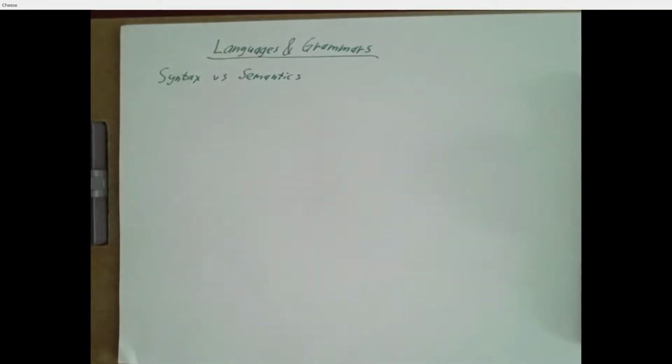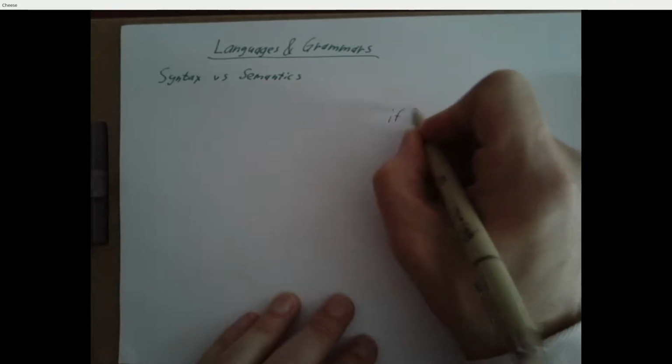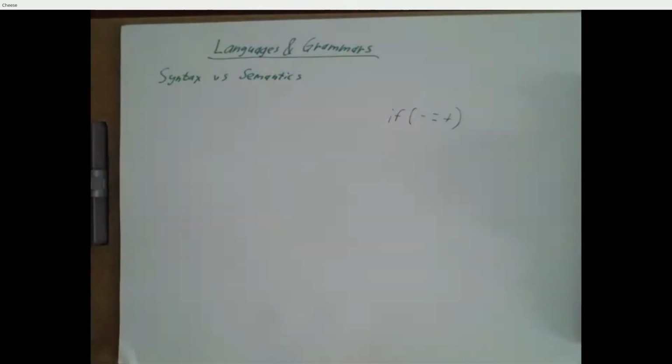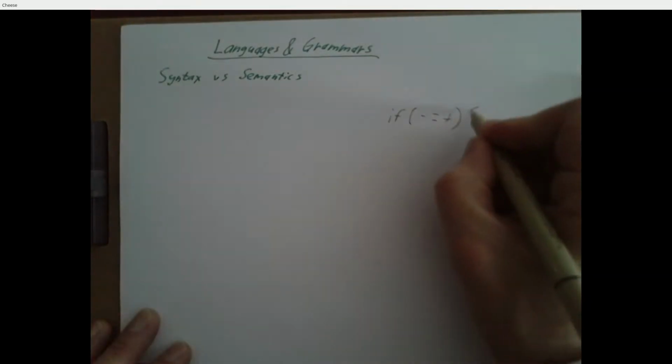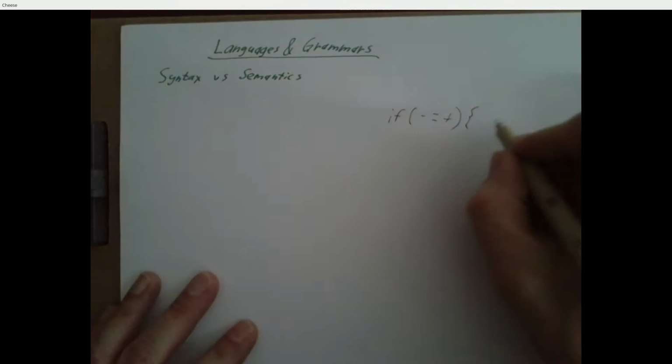So here's an example of a syntax error, right? if parentheses minus equals plus, right? With a nice curly bracket at the end. The compiler will throw up on that, right? It'll point to that line and it'll say there's some sort of error there. It doesn't fit the structure of a C program. Okay, so this is a syntax error.